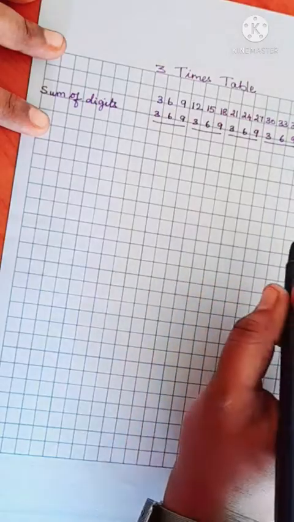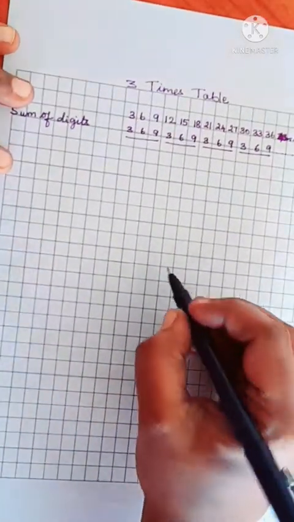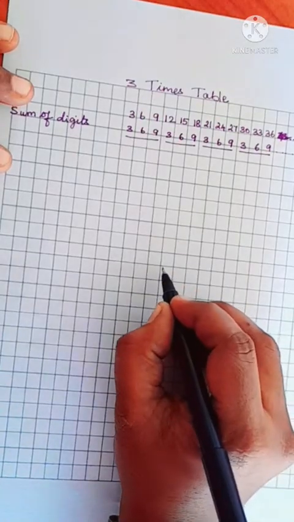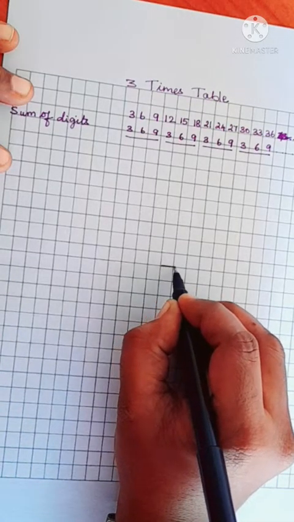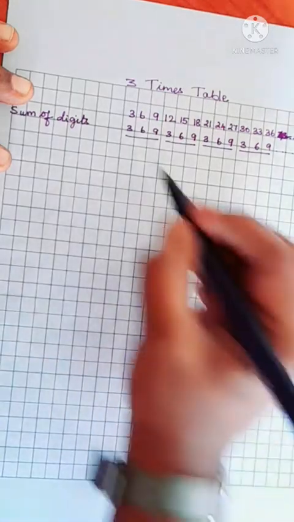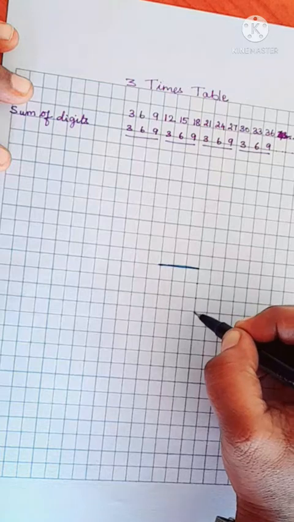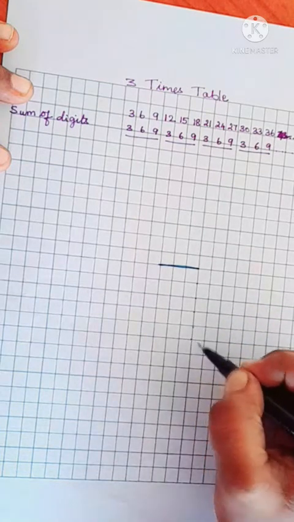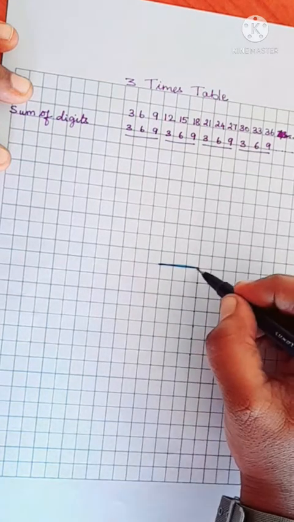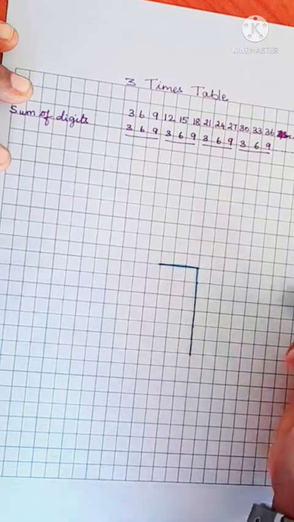Spiralateral. When we start to draw a spiralateral, before that we should decide in which direction we are going to draw. It can be clockwise or counterclockwise. First, the number is 3. So we have to draw 3 lines towards the right hand side. Then turn and come down.